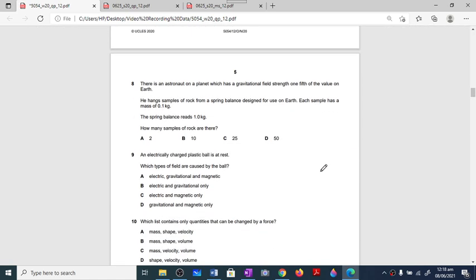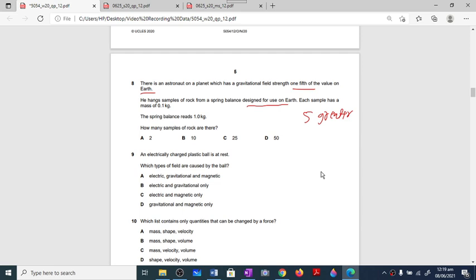There is an astronaut on a planet which has a gravitational field strength 1/5 of the value on the Earth. So it means that on the Earth the value will be 5 times greater as compared to that one. So he hangs a sample of rock on a spring balance which was calibrated already on the Earth. So each sample has a mass of this.